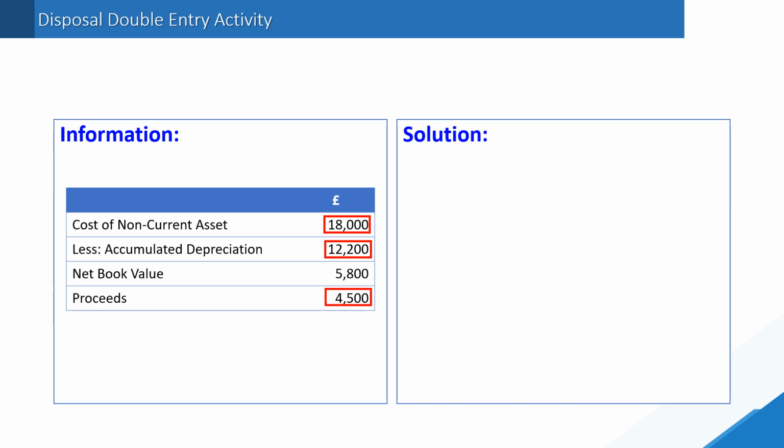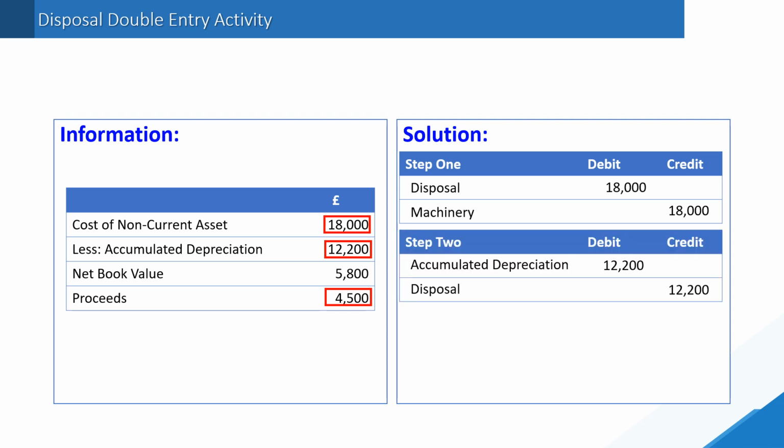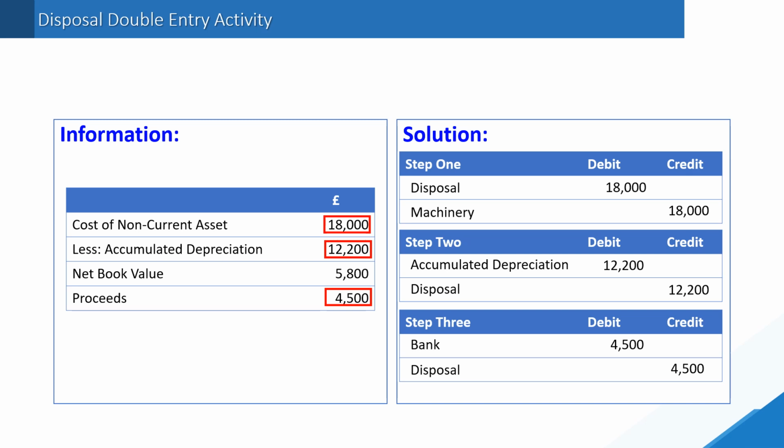Step 1 is to remove the asset from the asset account, and we do so by debiting the disposal and crediting machinery. Step 2, we know the value, it was given to us in the question, it's 12,200, and we've debited accumulated depreciation and we've credited the disposal account. And the final step is just to record those proceeds. We know that it's 4,500, that information was available to us in the question, we debit the bank and we credit the disposal account. So we've just seen what the double entry looks like. We followed our 3 steps.